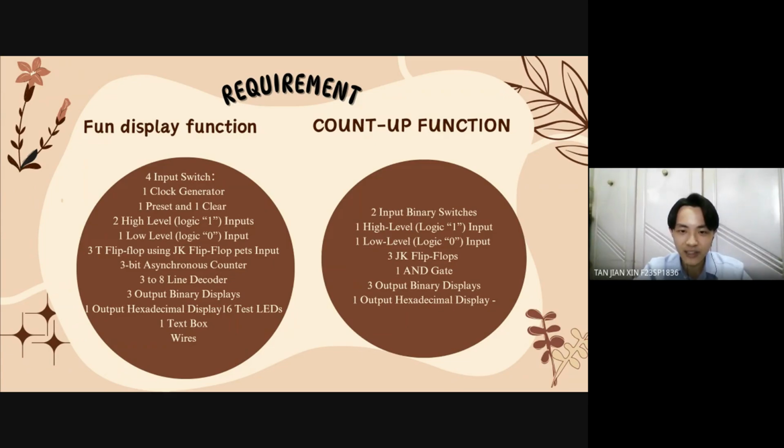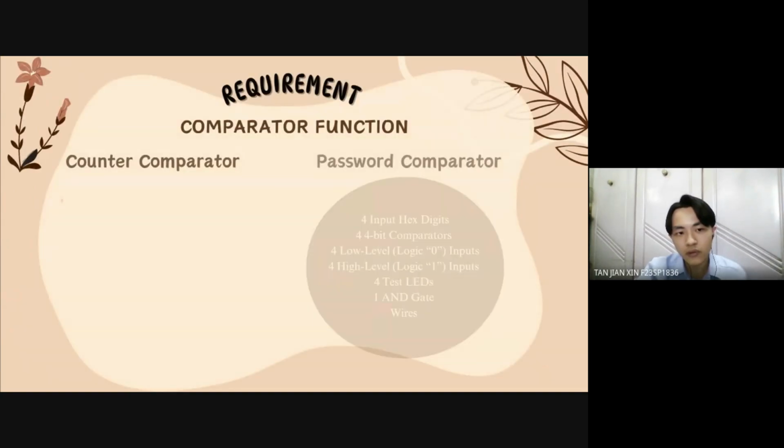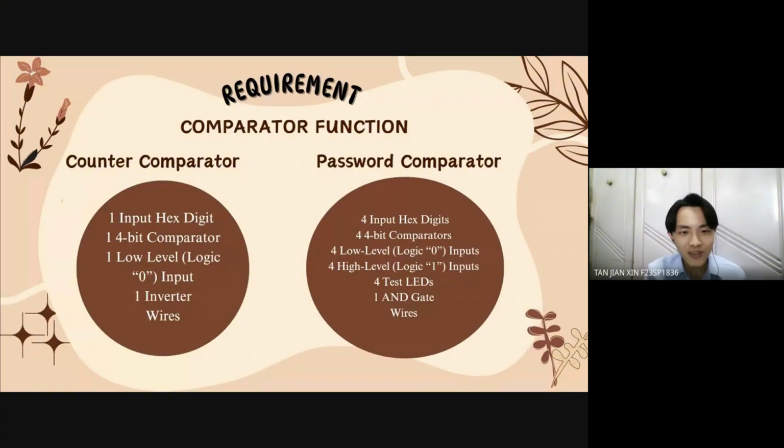For the countout function, we have 2 input binary switches, 1 high-level logic 1 input, 1 low-level logic 0 input, 3 JK flip-flops, 1 AND gate, 3 output binary displays, 1 output hexadecimal display. For the comparator function, we have the counter comparator, which has 1 input hex digit, 1 4-bit comparator, 1 low-level logic 0 input, 1 inverter, and wires.